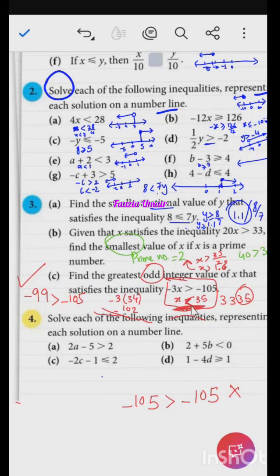We found out that x is less than 35. So the odd number less than 35 would be 33, and then we verified that 33 as well. Are you clear now? Yes, ma'am. All right.